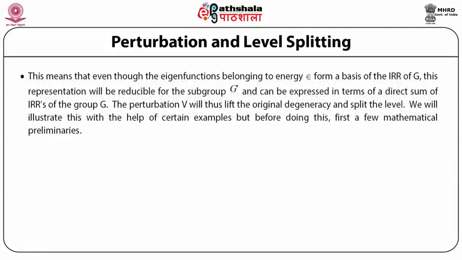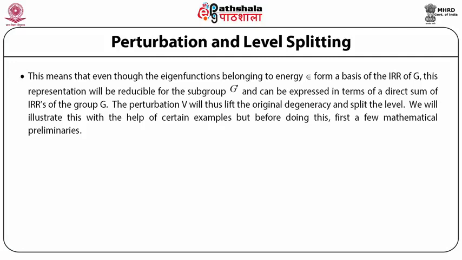This means that even though the eigenfunctions belonging to the energy epsilon form a basis of the irreducible representation of G, this representation will be reducible for the subgroup G prime and can be expressed in terms of the direct sum of irreducible representations. The perturbation V will thus lift the original degeneracy and split the levels.